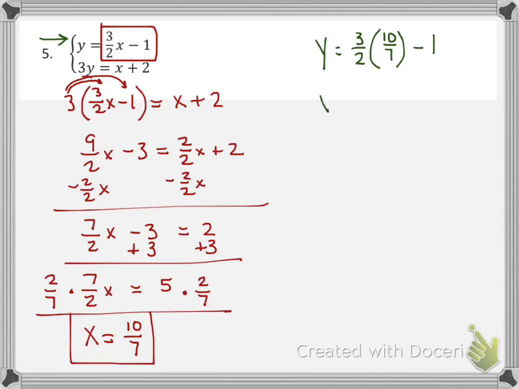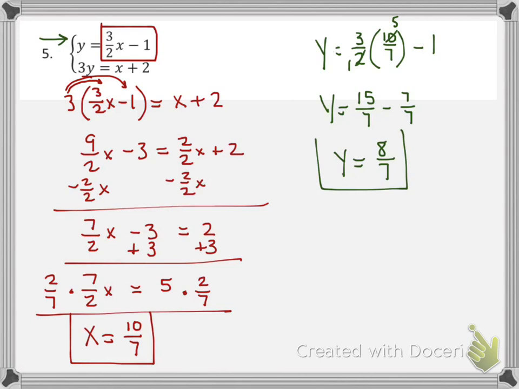So that gives me y equals, well, I can simplify before I multiply. 2 goes into 2 once, 2 goes into 10 5 times. So I get 15/7. And then I want to subtract 1, which is 7/7. So I get y equals 8/7.